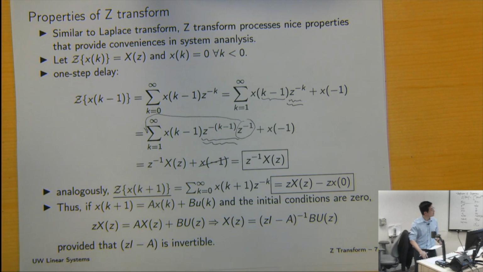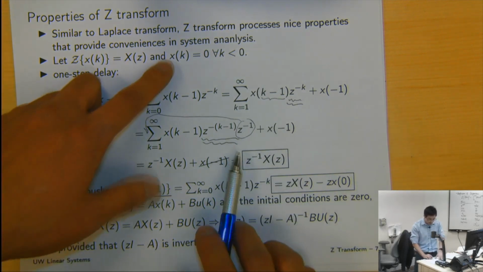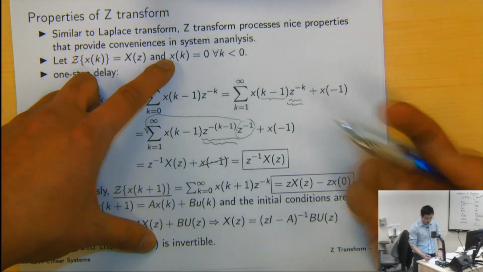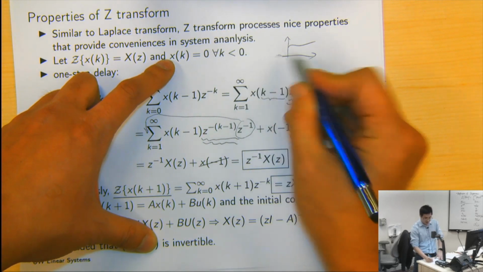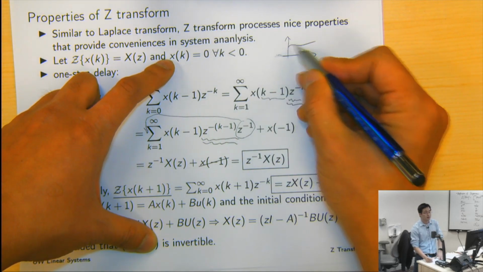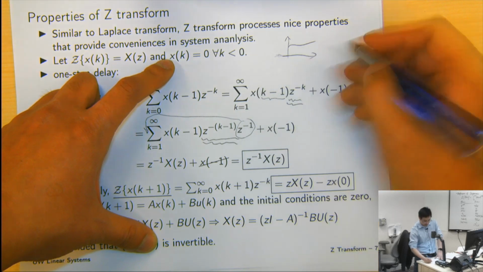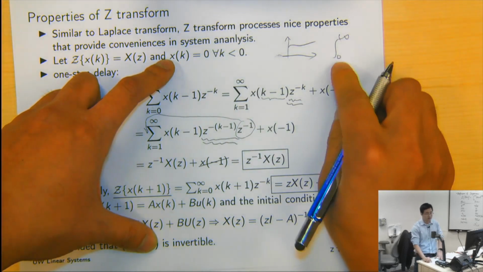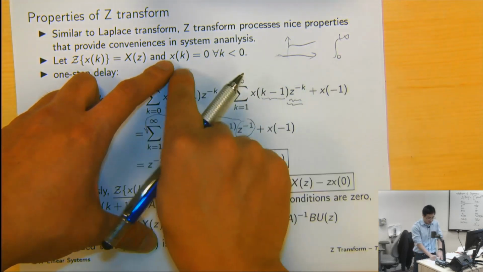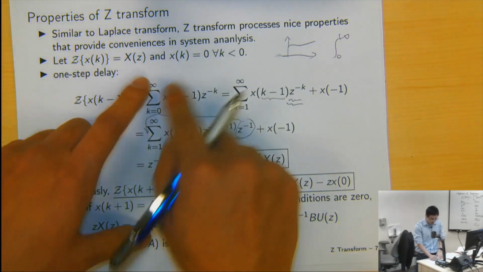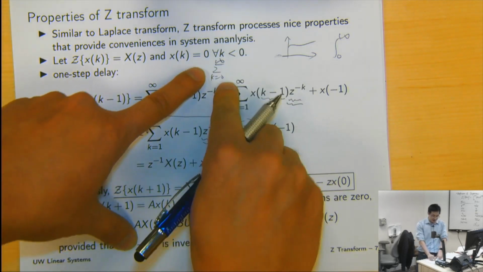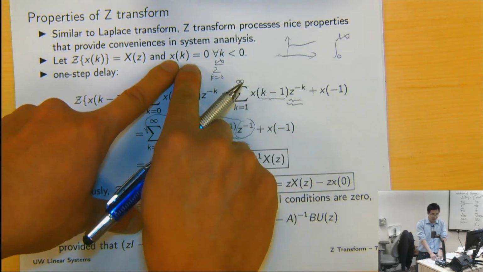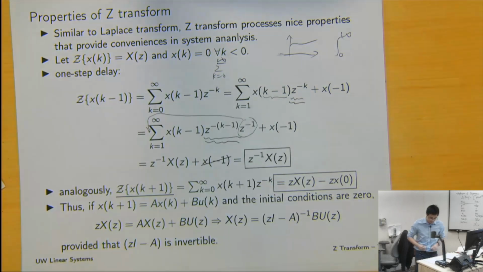Sorry, could you explain again why x of negative 1 goes away? Yes. So in continuous time signals, we made the assumption that we are only looking at signals that have value when time is positive, right? Because my integration is starting from 0. So in the discrete time, because we are defining the z transform of k from 0 to infinity, the assumption that we make is the signal is 0 for negative time.